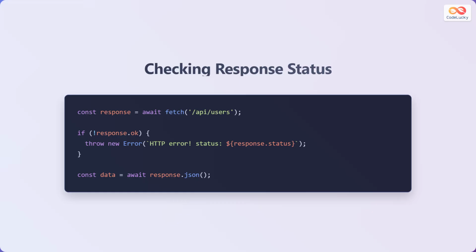It's crucial to check the response status of your API calls. After making the fetch request to the API endpoint /API/users, we check if the response.OK property is false, which means the request failed. If it did fail, we throw a new error with a message that includes the HTTP status code. If the request was successful, we proceed to convert the response to JSON format.